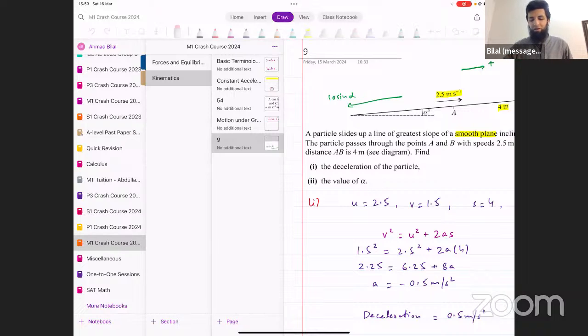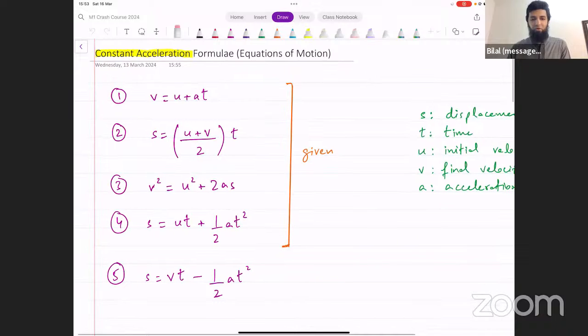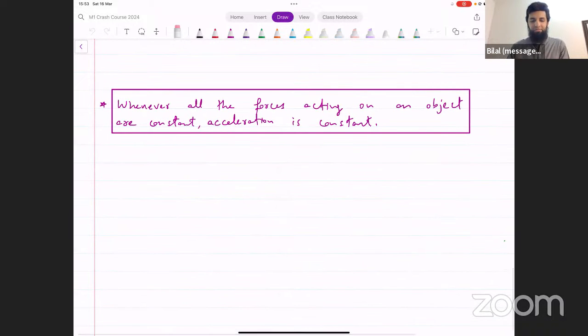Okay. Now, before we do any practice questions today, I want to start with graphs first of all. So what have we done until now? In the last couple of classes, we have talked about these constant acceleration formulas. Now, sometimes they will tell you in the question that acceleration is constant. If they don't tell you, we said the general rule is whenever all the forces acting on an object are constant, then acceleration is also constant.